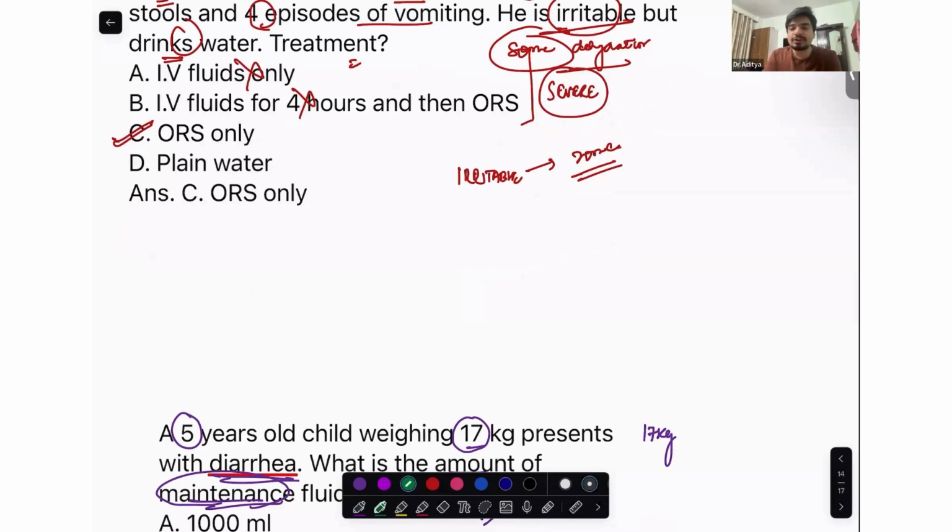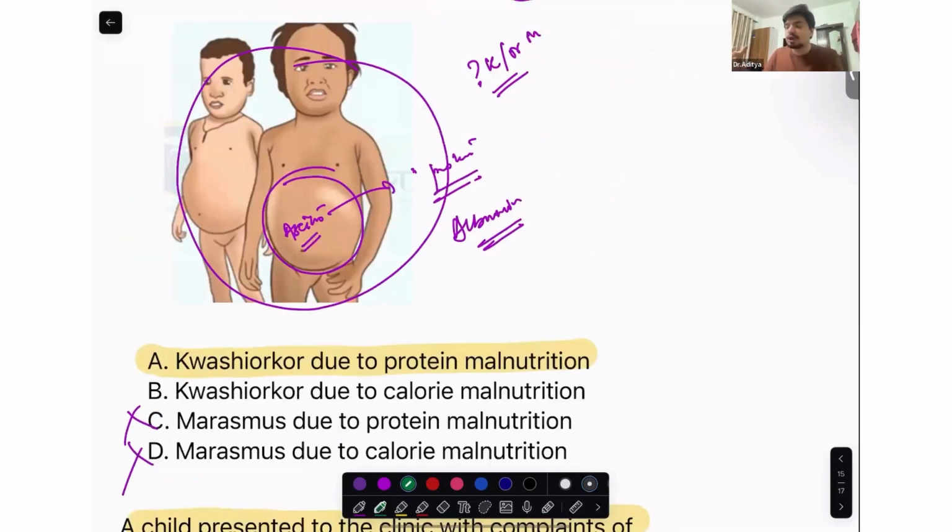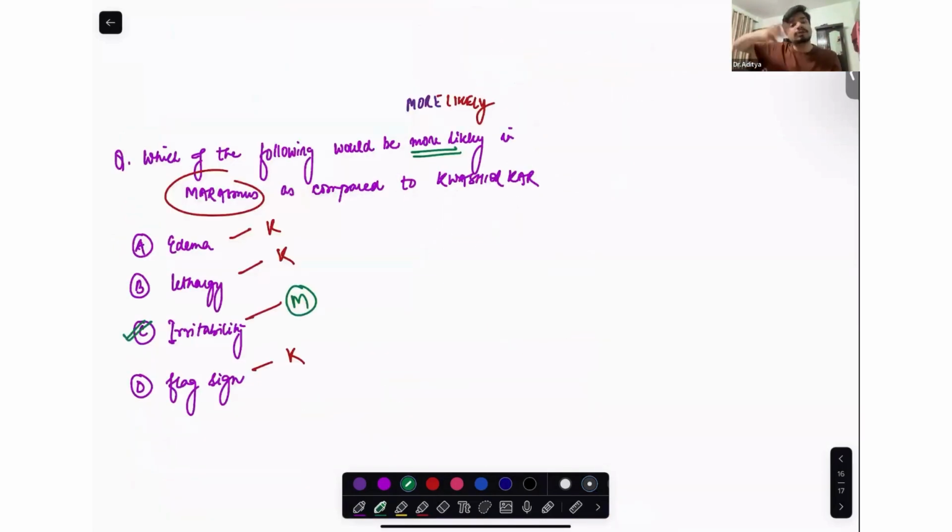Exactly. Manushri is absolutely right. Don't overthink. This was a very simple question. Which of the following is more likely in marasmus? They are simply asking you what is going to be there in marasmus. Plain and simple. Don't overthink. That's it.